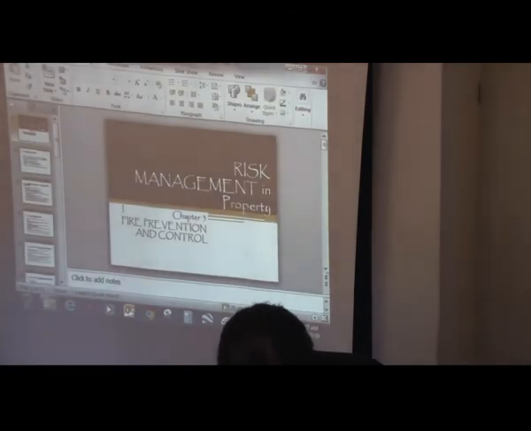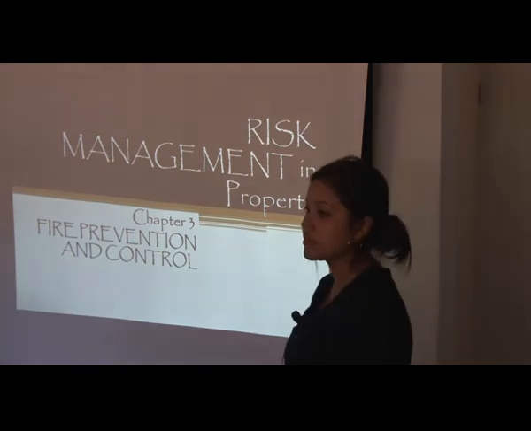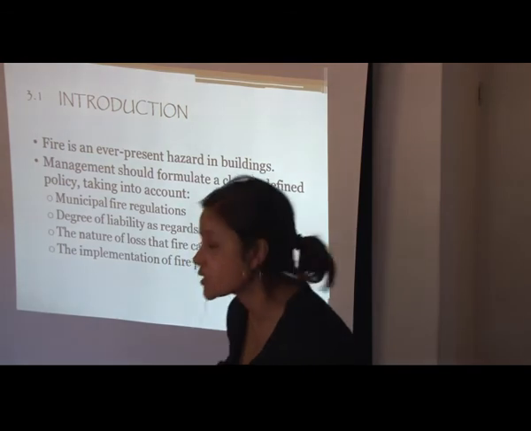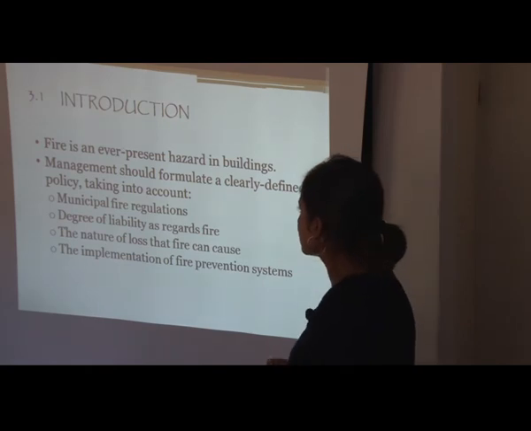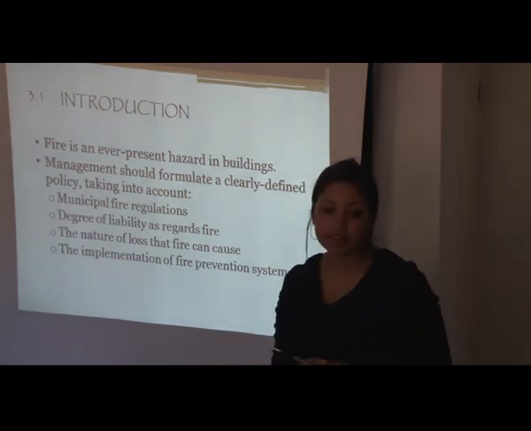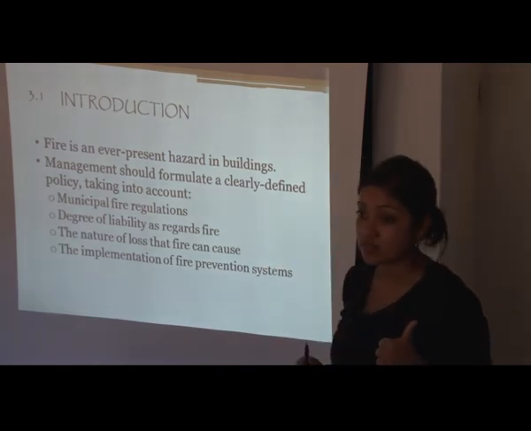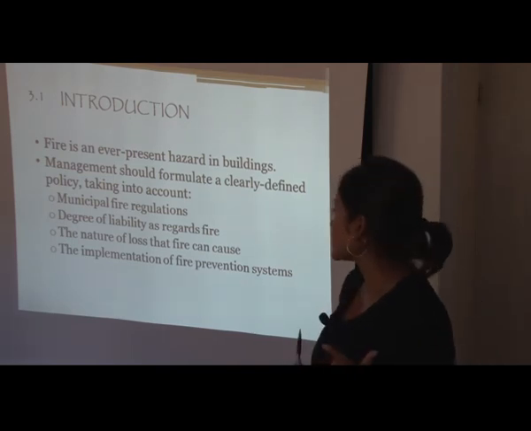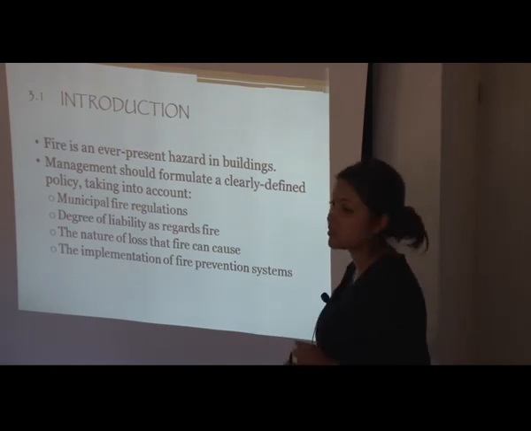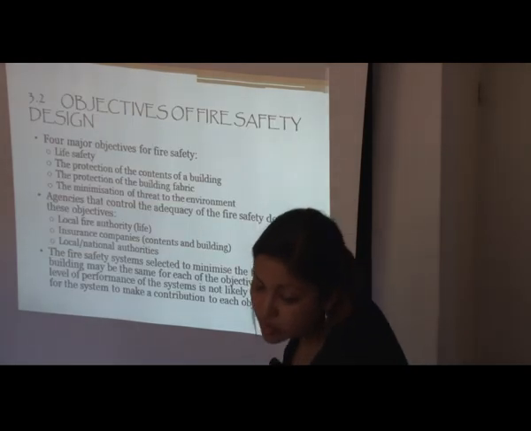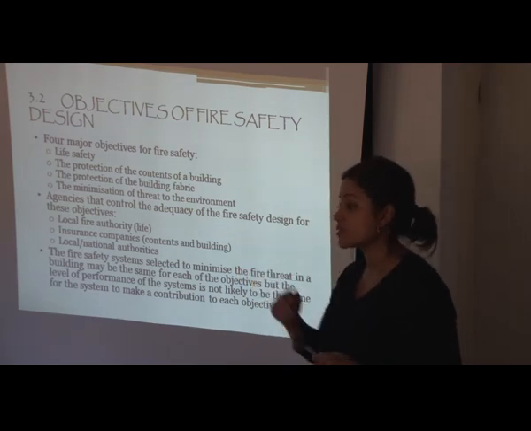This is a nice straightforward chapter. Now we're talking about fire prevention and control. Remember, this would be an example of pure risk. Nothing good can come out of it, right? So fire is an ever-present hazard in buildings. We know this. Management should formulate a clearly defined policy taking into account the following 4 things, right? Municipal fire regulations, the degree of liability as regards the fire, and then the nature of loss that the fire can cause, and the implementation of fire preventative systems. Again, the responsibility would then lie with the property manager to ensure that these policies are in place in case of a fire.